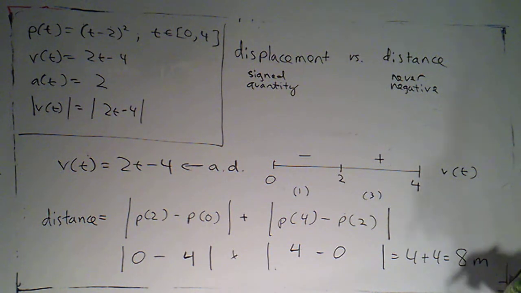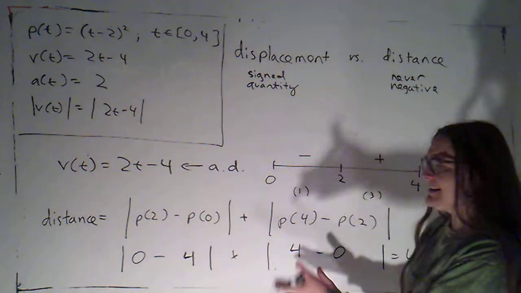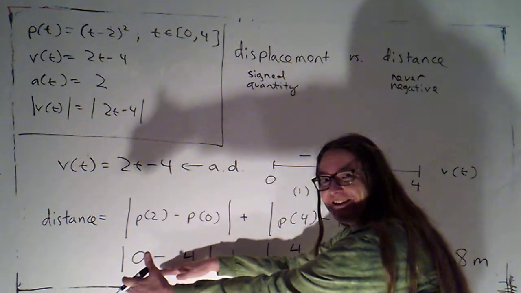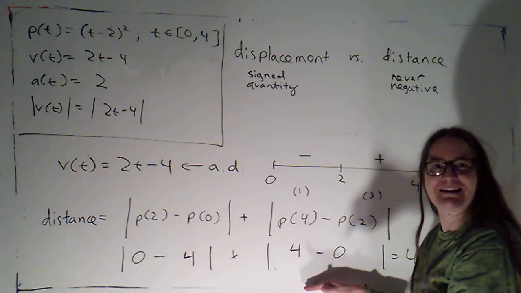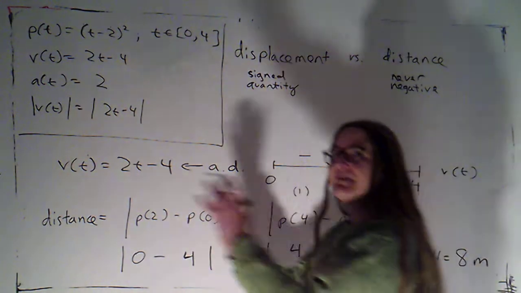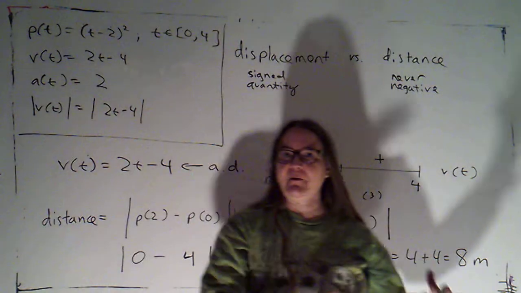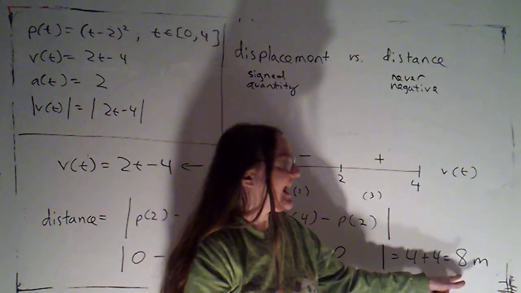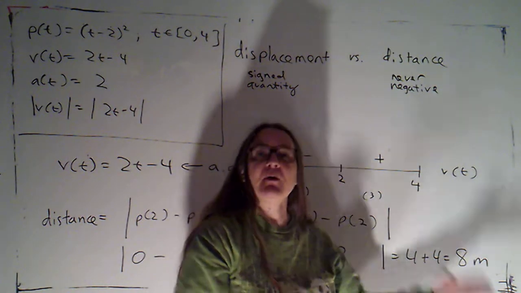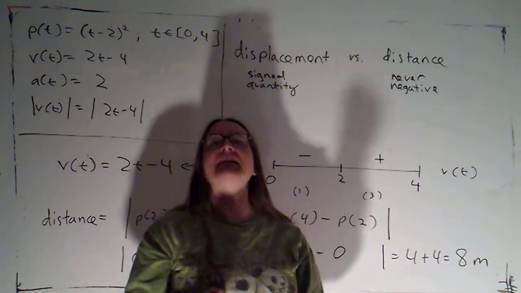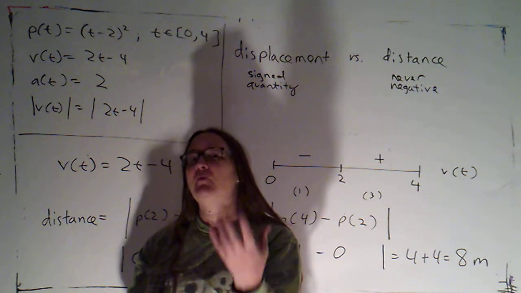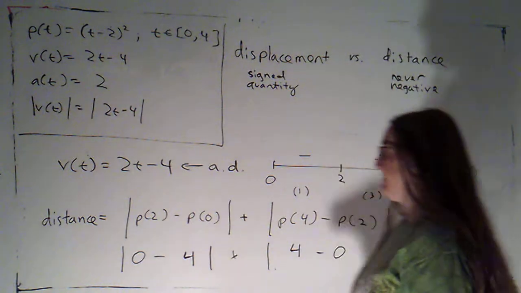You'll notice it makes sense that our displacement was 0 because we went 4 meters to the left and then 4 meters to the right. So the distance that I went to the left and the distance that I went to the right were the same. When I'm calculating distance, I add those together. When I'm calculating displacement, I take into account the direction. Negative 4 plus 4 would give me 0 for the displacement.